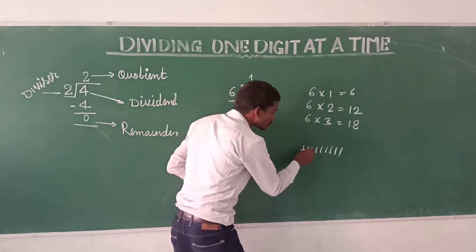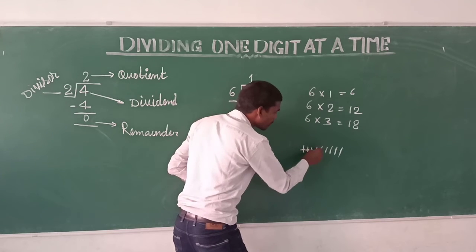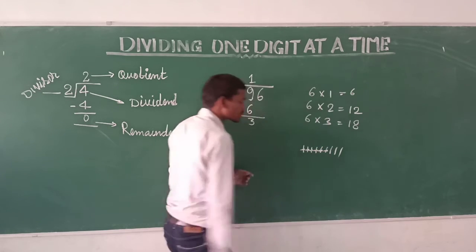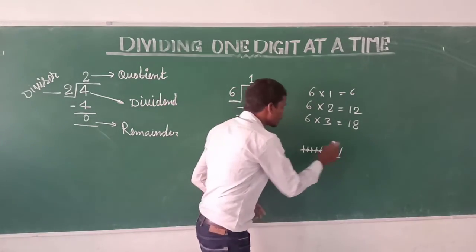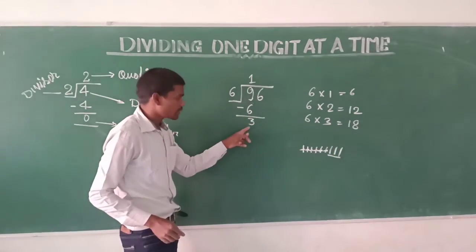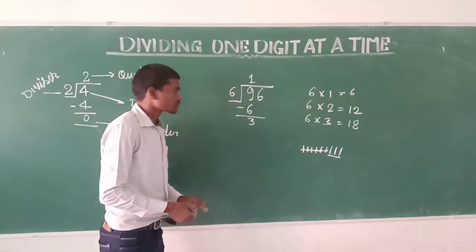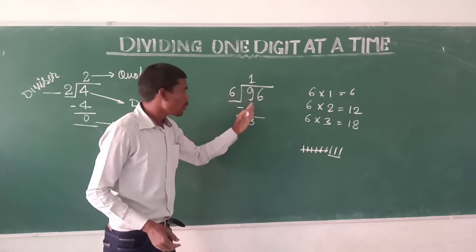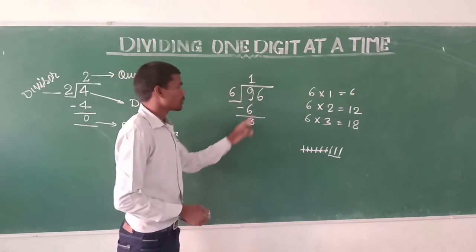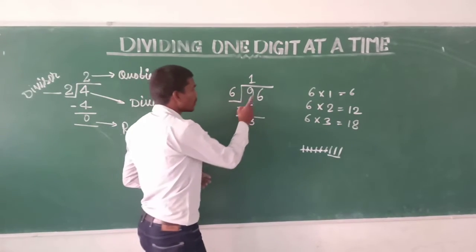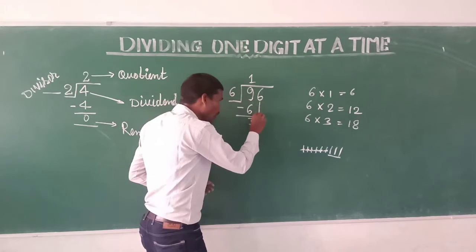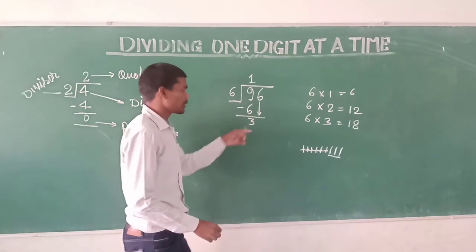1 2 3 4 5 6. Now how much remaining? 3. Count it. 1 2 3. So this 3 came here. Now what we have to do? Now ones place we have to go. Now this is ones place. Okay. Now we have to bring it down. We have to bring it down here.